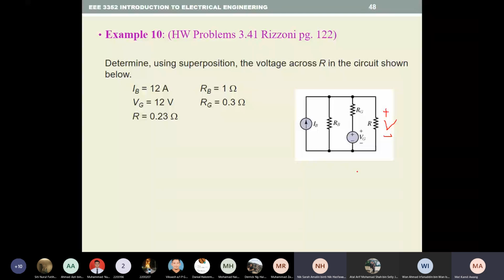Two. Okay. When you have two sources, how many times of calculation do you need to do? You need two times of calculation. First, using whether it's the current source or voltage source, and second, the other one. Let's say you start with the current source first.